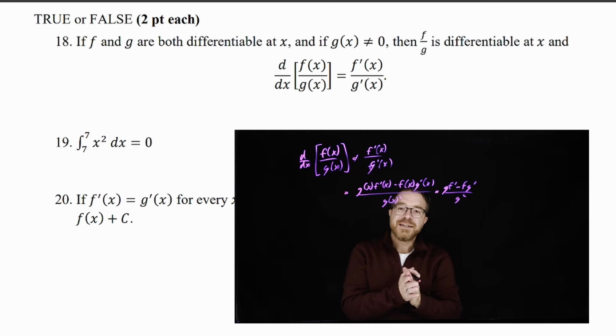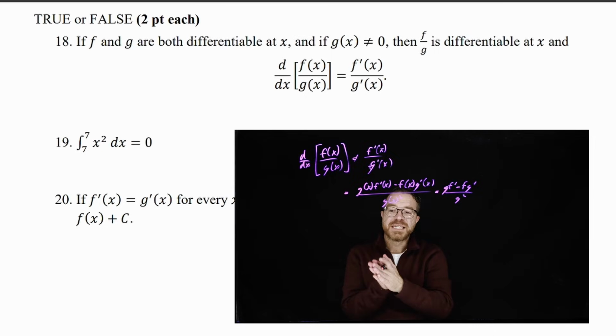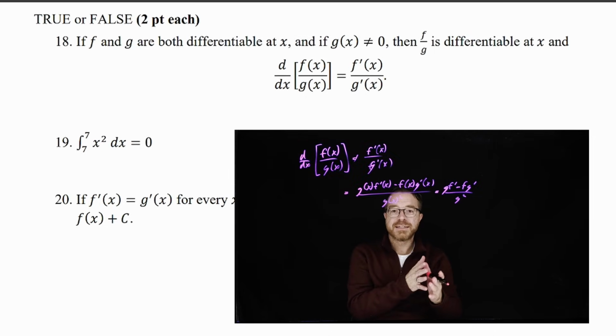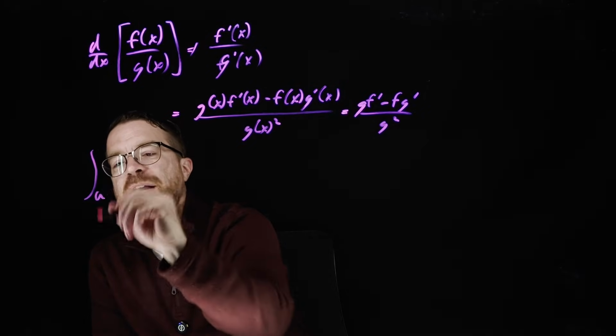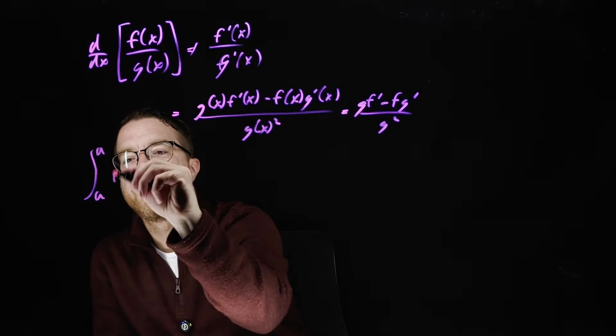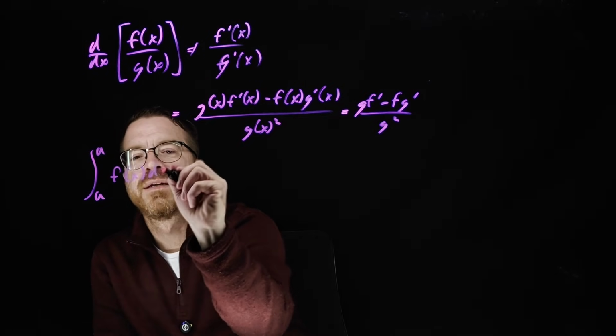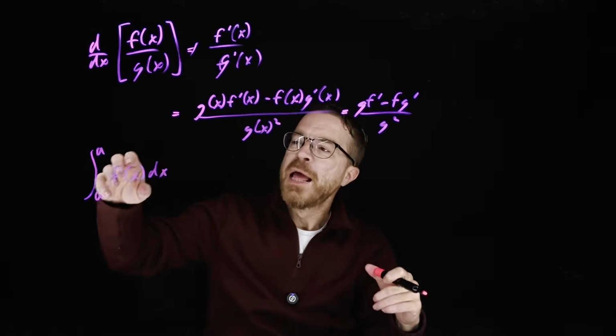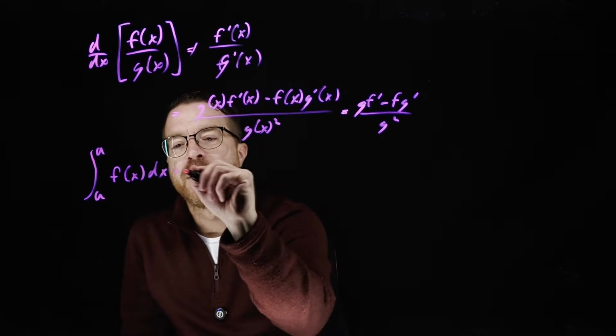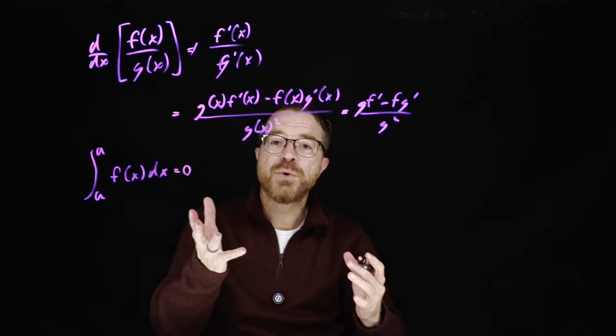For number 19, it says, if I have the integral from 7 to 7, x squared dx, this is equal to 0. This one is true, and that is because if we have any integral from some value a to some value a on any function f of x, as long as it's continuous, or I guess at that point, it exists at that point, then this will always be equal to 0. Now, why is that? Well, let's think of it intuitively.